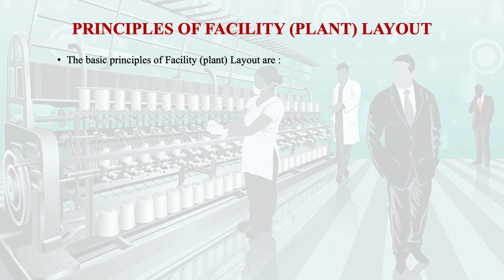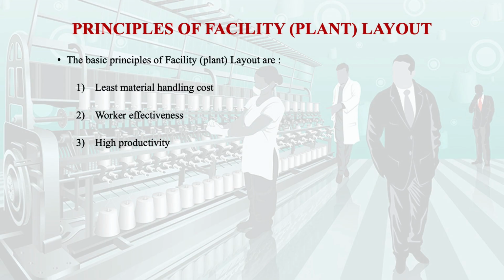Now there are some principles of the facility layout. Again, we have kept them in 4 categories. The first one is least material handling cost, worker effectiveness, high productivity, and group technology. We will study one by one.